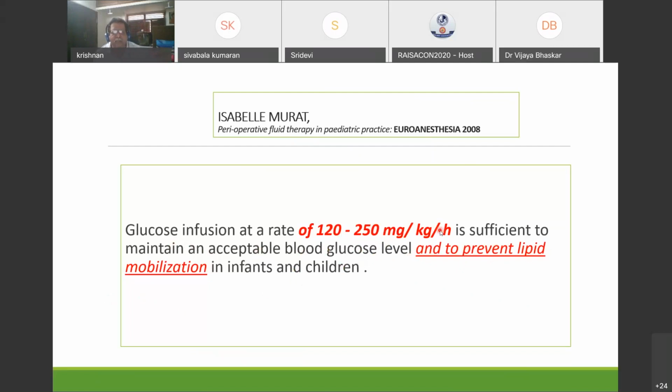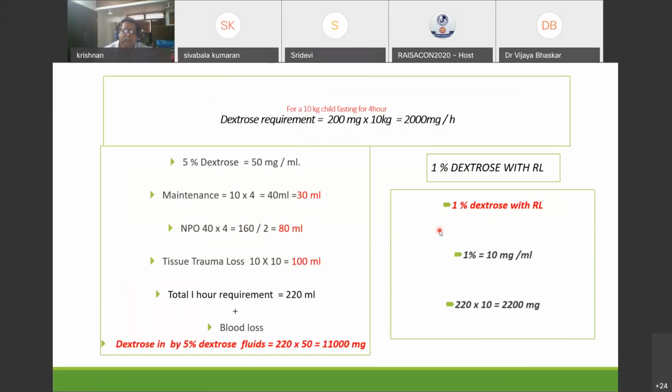That will also prevent hyperglycemia. So now we will go back to our original case where we gave fluid for a 10 kg patient, where we calculated 220 ml as the fluid requirement for the first hour. Okay. So now we will take two fluids.